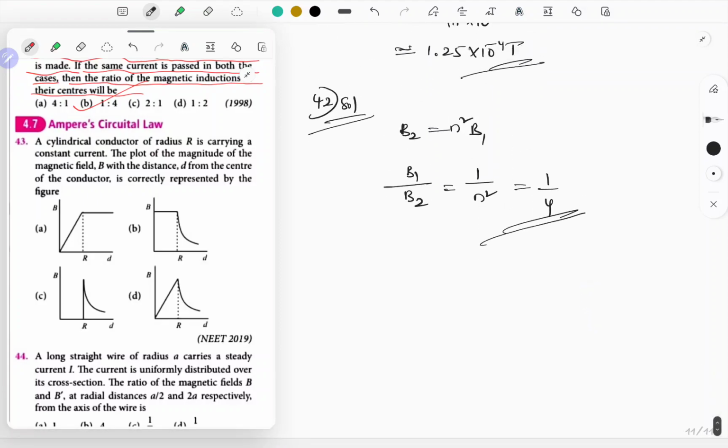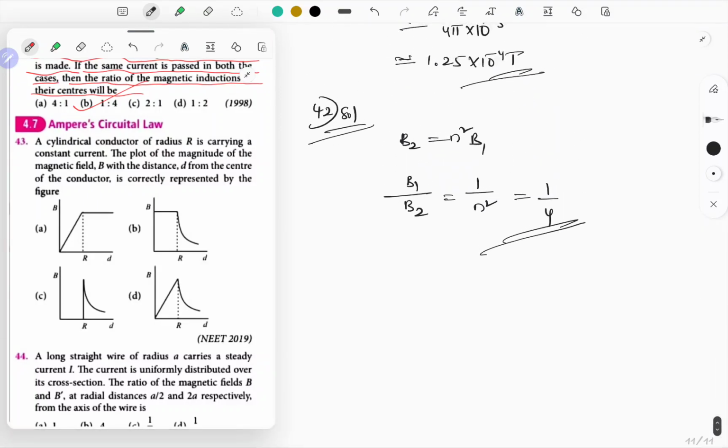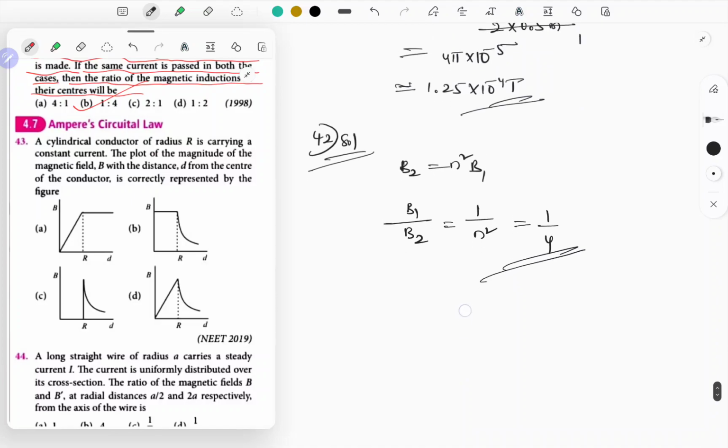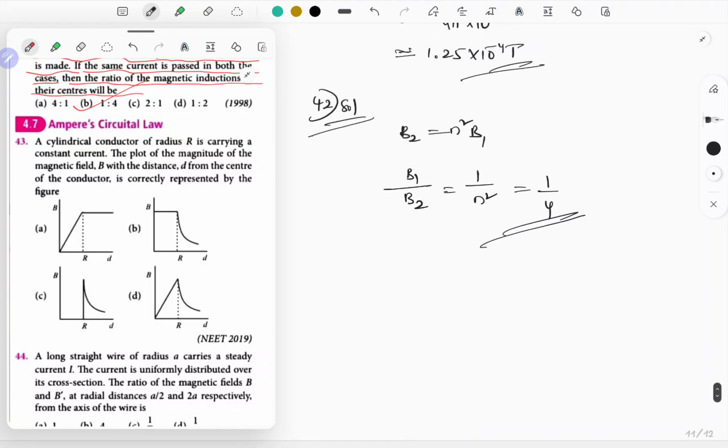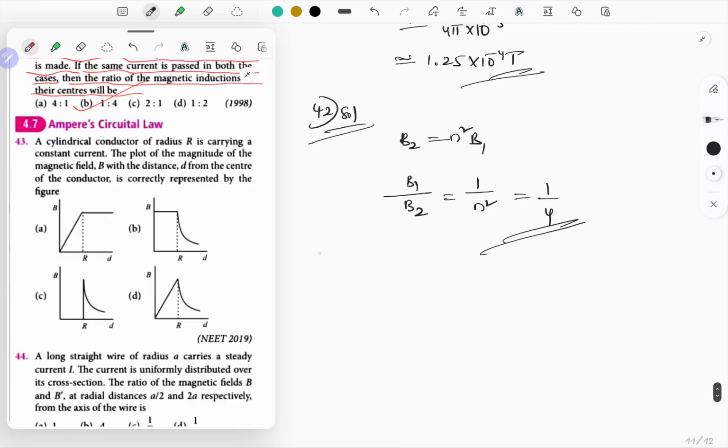Now the next topic is Ampere's circuital law. It is somewhat similar to Gauss law in electrostatics. We are using Gauss law to find out electric field at different locations. Similarly, Ampere's circuital law we are going to use to find out magnetic field, and it is an alternate method to find out magnetic field due to current carrying wires apart from Biot-Savart's law, right? Okay, so let me start with question number 43.